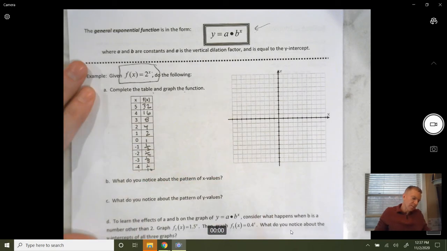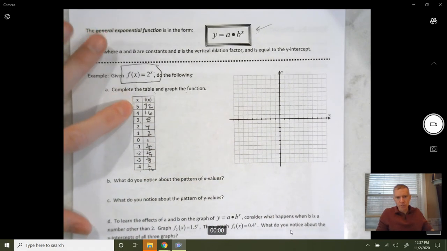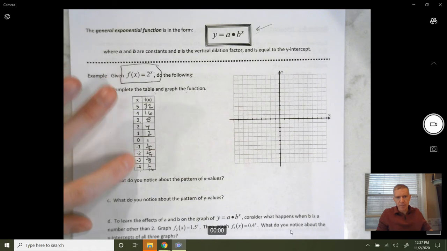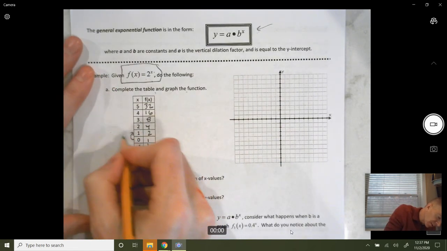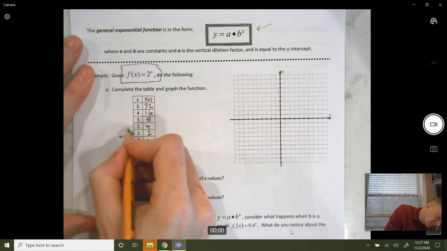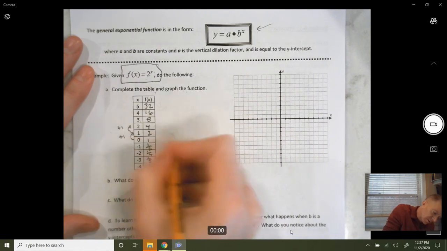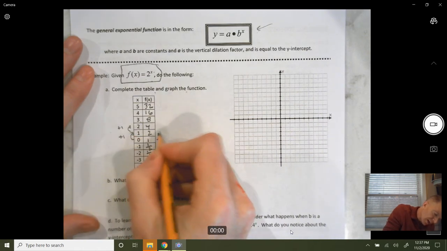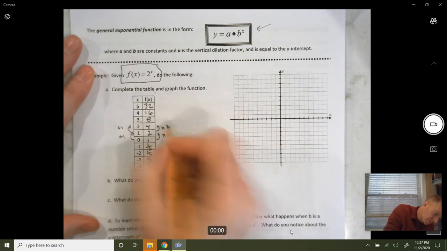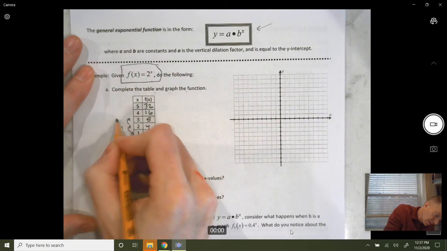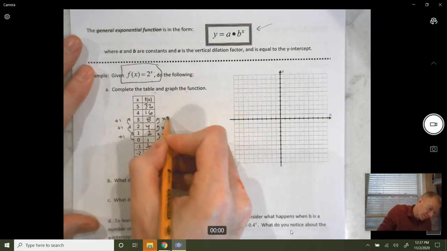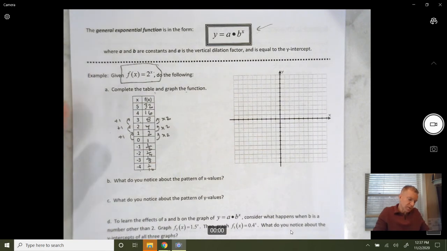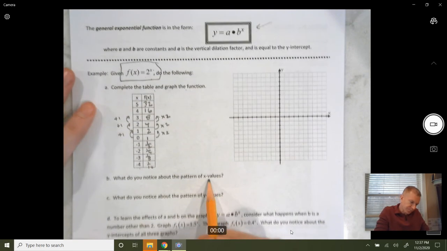Now notice what happens. This kind of goes backwards. Normally we make a table and the values are going up. But look at what happens. That same property holds. Every time you add 1 to the x, you're multiplying your y's by a constant. So times 2, add 1, multiply by 2, okay, and so on. What do you notice about the pattern of the x values?